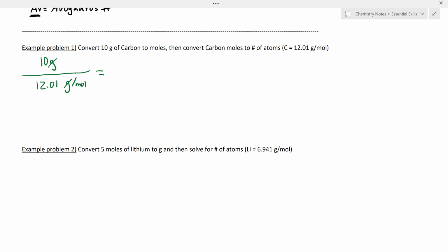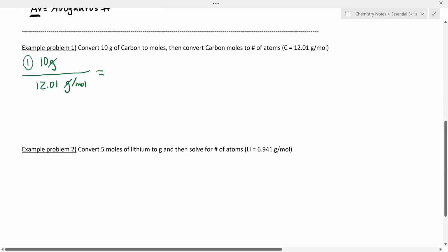You can go back to a previous video if you want to renew this knowledge, but we're just going to assume that you know it. The 10 here has no decimal, so it only has one sig fig. This one down here, 1, 2, 3, 4, has four sig figs.